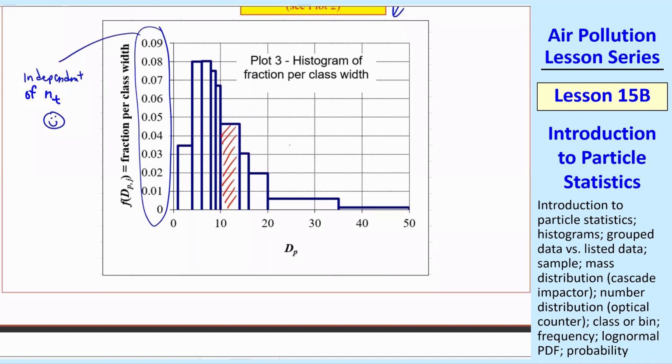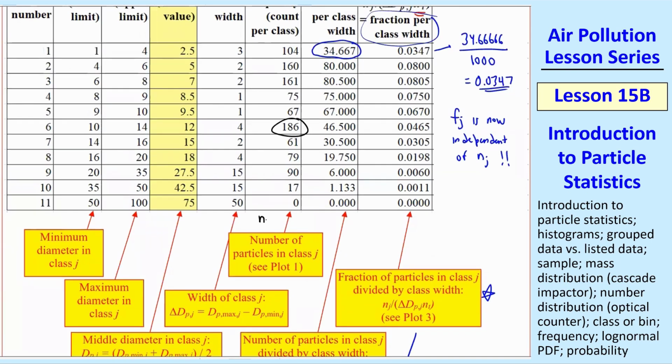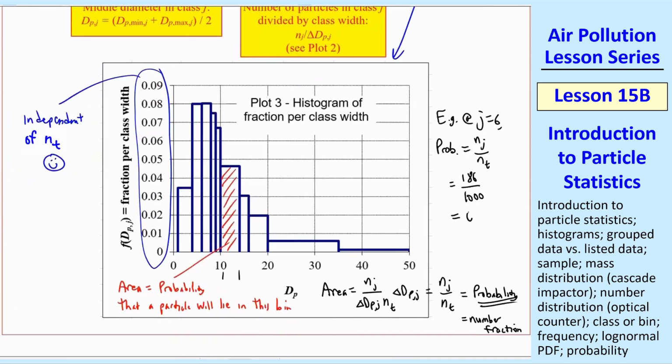For example, at this bin that I highlighted, the probability is nj over nt. And if I look up here, I have 186 particles. And remember, nt was 1,000. So my probability is 0.186, or 18.6%. In other words, the probability that any of these particles that I sampled lies in bin number 6 is 18.6%.